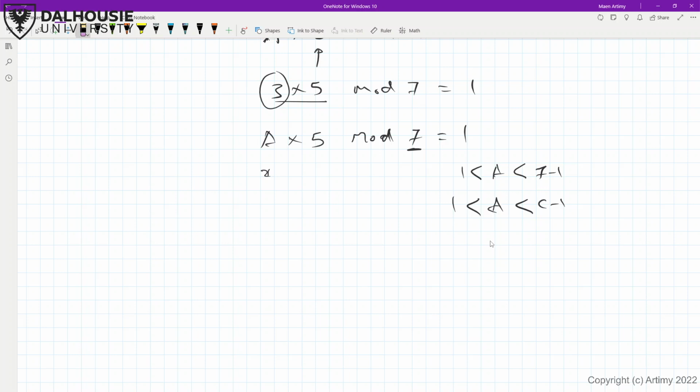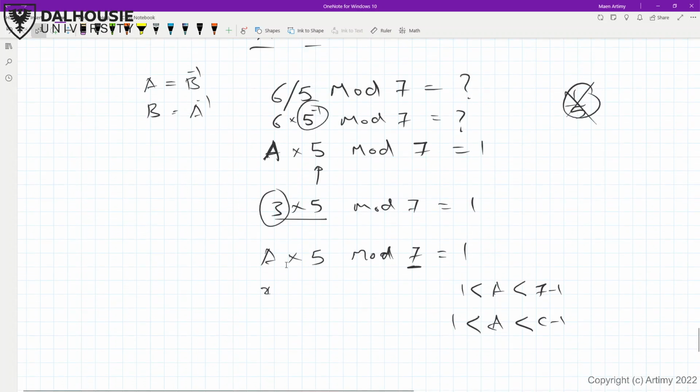Okay, but C minus 1 is good if the number is small, right? But what if the number here is mod 3 to 6? Okay. So I have to try from 1 to 3 to 2, 3 to 5. That's a lot of numbers to try. All right, so we have a different solution for that. But for the small numbers that we will try, you just give it a trial and error until you find the answer. And the answer in this case is 3. We obtained it by trial and error.